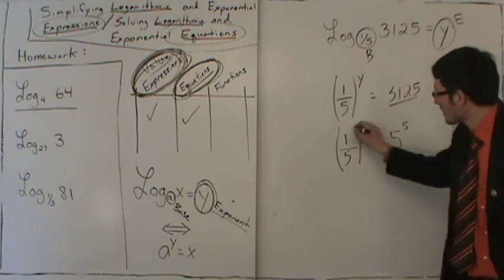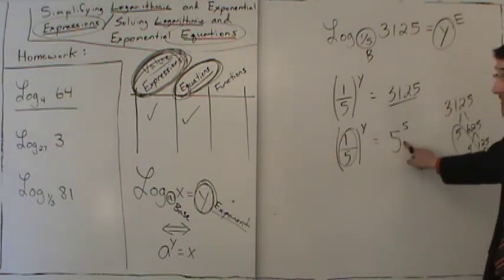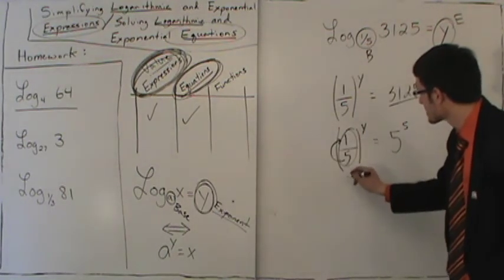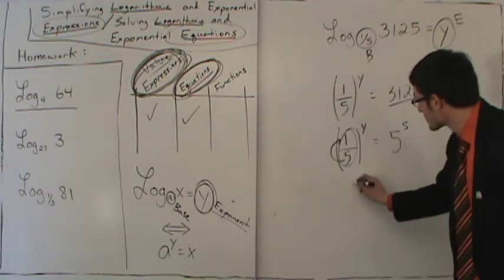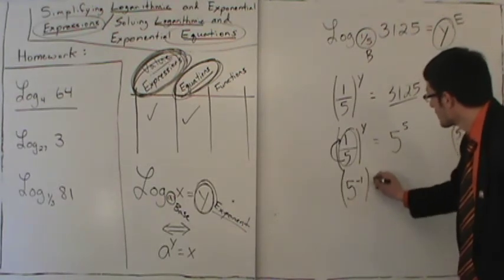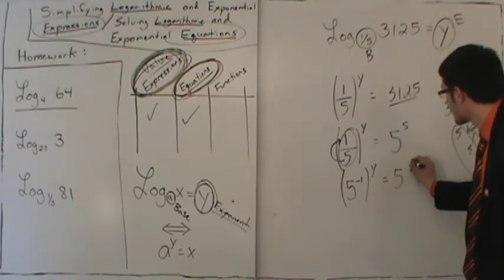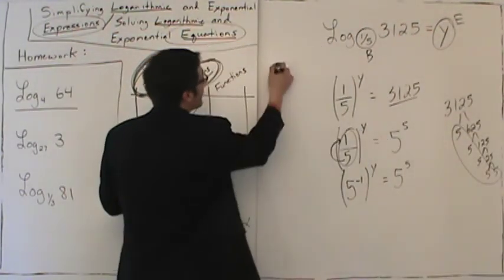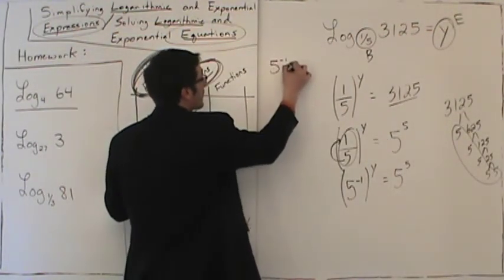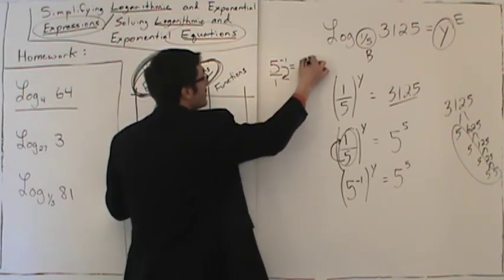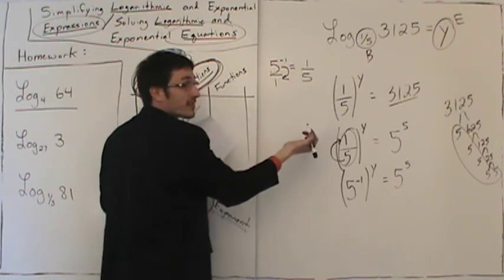And now, what are we going to do? Well, we're going to take this 1/5 and convert it to a 5. How do we do this? We take the 5 and move it back to the top. 5 moves to the top and becomes what? 5 to the negative 1 to the y power is equal to 5 to the 5th. Now hold on, reminding you, 1/5. Guys, what is 5 to the negative 1 power? You move it to the denominator and you get 1 over 5 to the first.